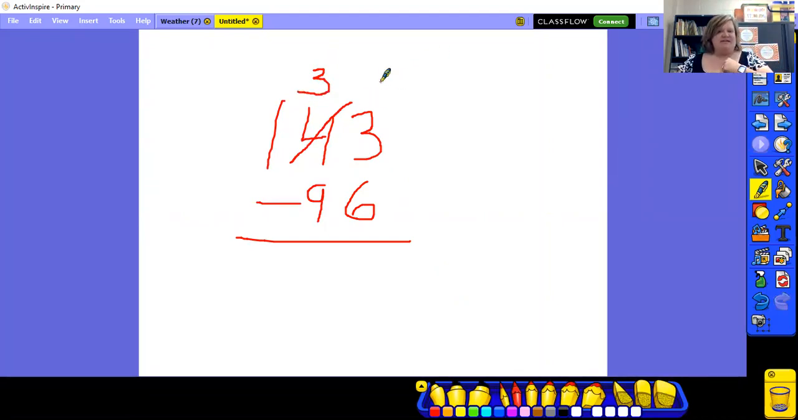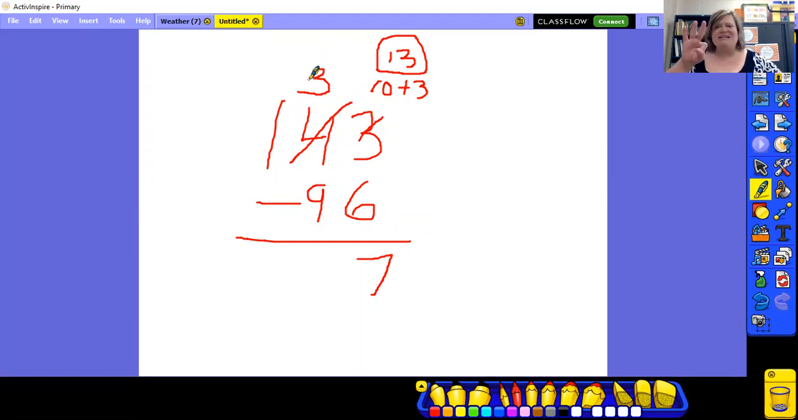But I have to do something with that 10. So I bring that 10 over here, and now I have 10 plus 3. That gives me 13. Now I've got 13 ones, and I'm going to subtract 6. How many ones will I have left? You should have come up with 7, because 13 minus 6 is 7, or 7 plus 6 is 13. Now I have 3 tens.